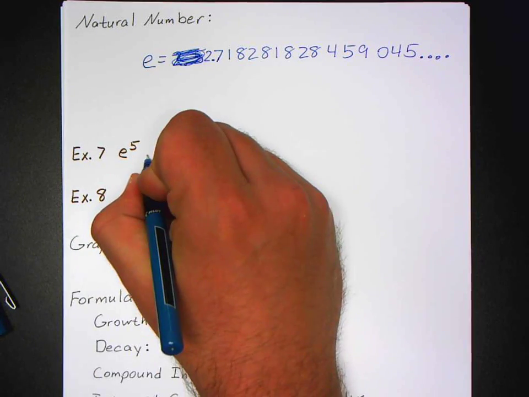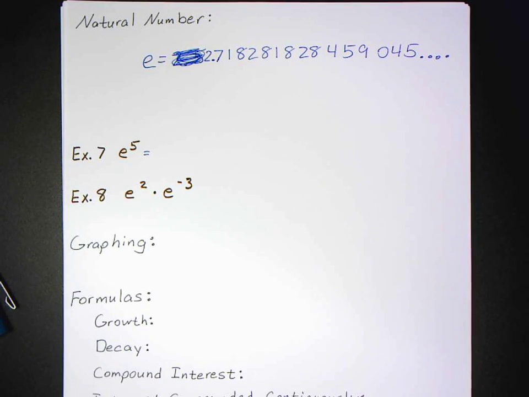Okay, so if I wanted you to find e to the 5th, you all have calculators. You have an e to the x button on your calculator. All you have to do is put that into your calculator.